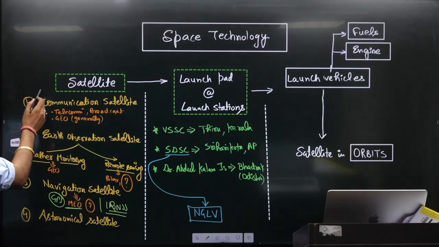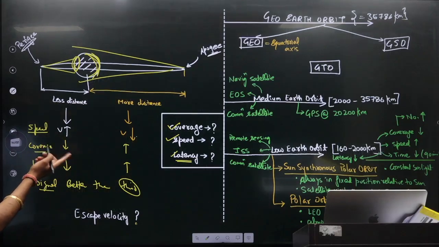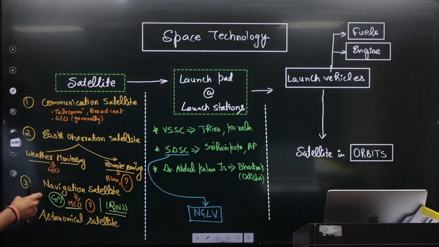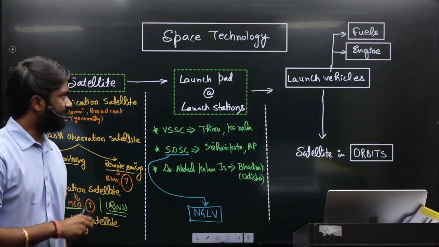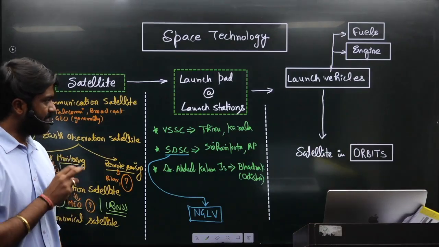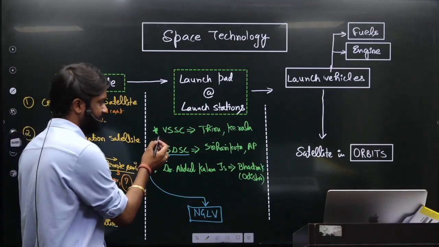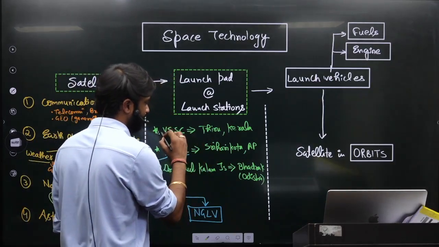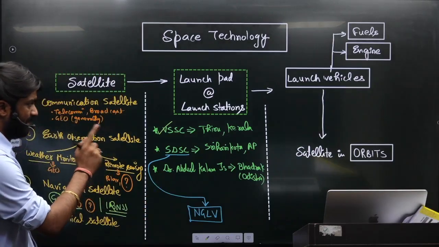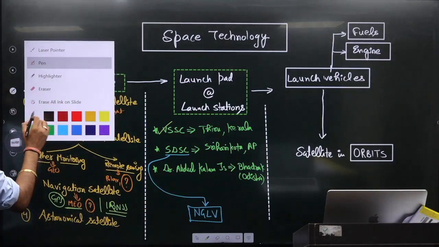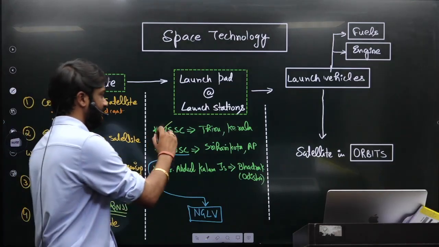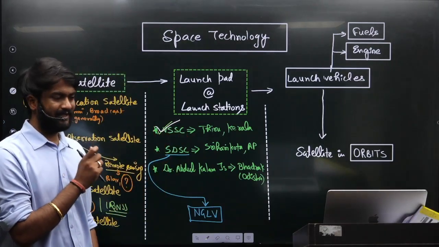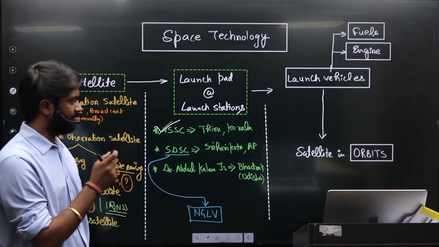Let's come back to this orbit, but before that, let me talk about the launch pad and the launch stations. You have to just remember 3 of them. First is Vikram Sarabhai Space Center. So this is a launch station located at Thiruvananthapuram, Kerala. So if you don't know, the UPSC may anytime ask them in the match of the following, etc. So you should know that Vikram Sarabhai Space Center is located at Thiruvananthapuram, Kerala.